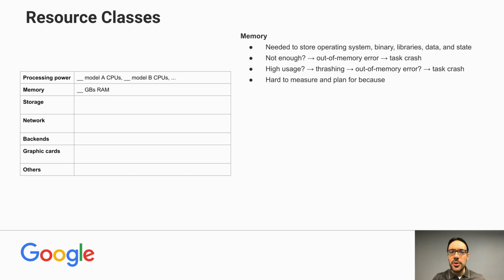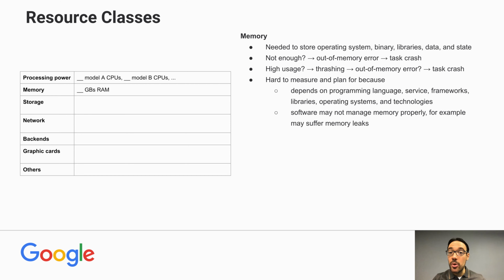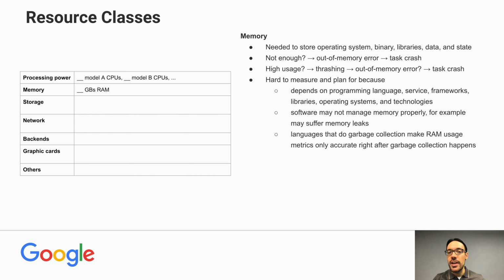It is even harder to measure or plan for memory usage than CPU usage. Different programming languages, services, and frameworks have a different overhead on RAM. Some software may not manage memory properly, which causes memory leaks, that is, ever-increasing RAM usage that will eventually make the task crash and restart. It may be hard to monitor actual RAM usage in languages with garbage collection. RAM usage metrics will only be meaningful right after garbage collection happens.